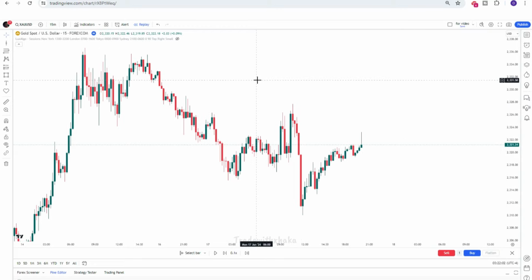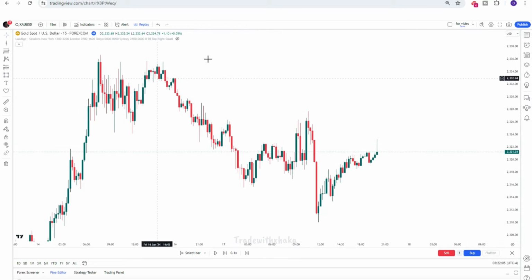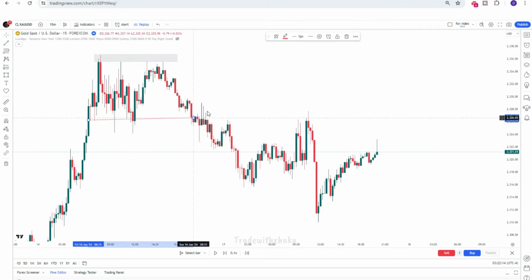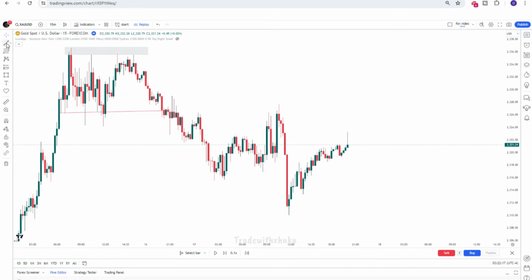Now we need to analyze the market structure. Analyzing this move, we're in a downtrend. We made a triple top here. Market changed character this very time. Market changed character here. We have a break of structure. This is a break of structure, and this is another break of structure.